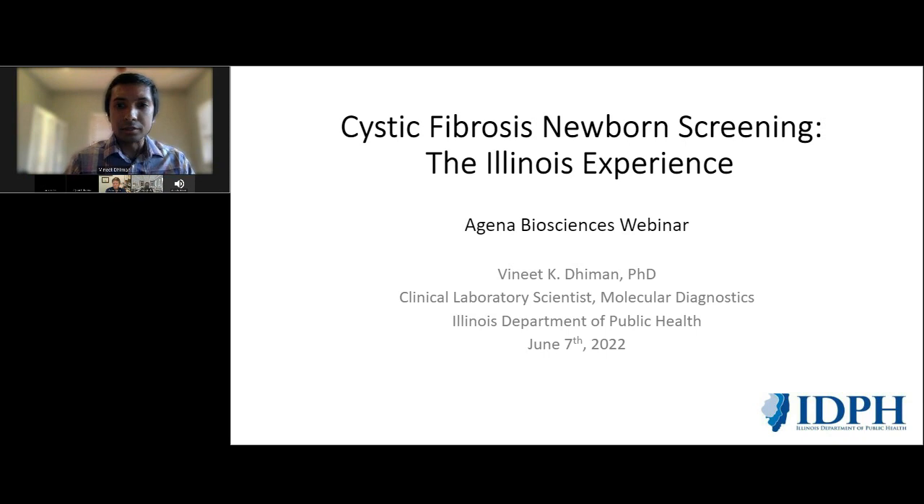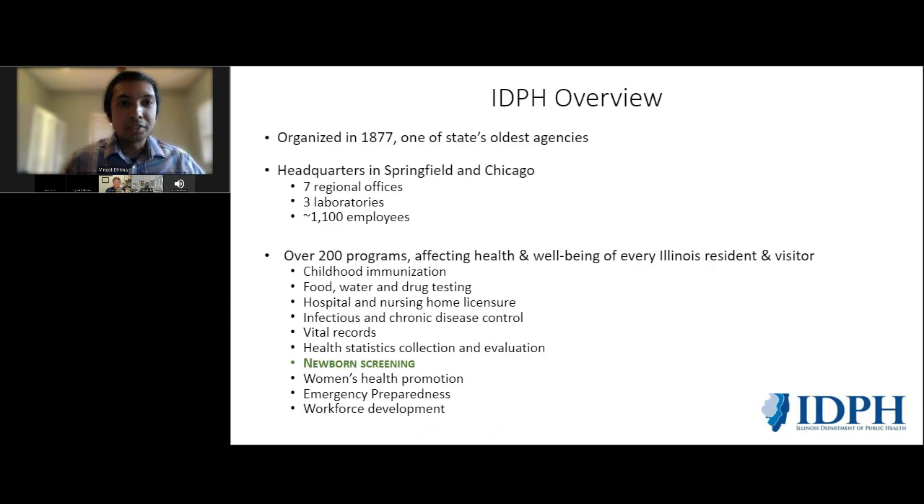So next slide. So IDPH, just to give you a brief overview, was organized in 1877 as one of the state's oldest agencies. We have headquarters in both Springfield and Chicago, cities in the state of Illinois, which includes many regional offices. We have 3 state laboratories across the state with over 1,000 employees. IDPH oversees a plethora of different programs that affect the health and well-being of every Illinois resident and visitor. These include, but are not limited to, food, water, drug testing, hospital and nursing home licensure, vital records, emergency preparedness, and of course, newborn screening.